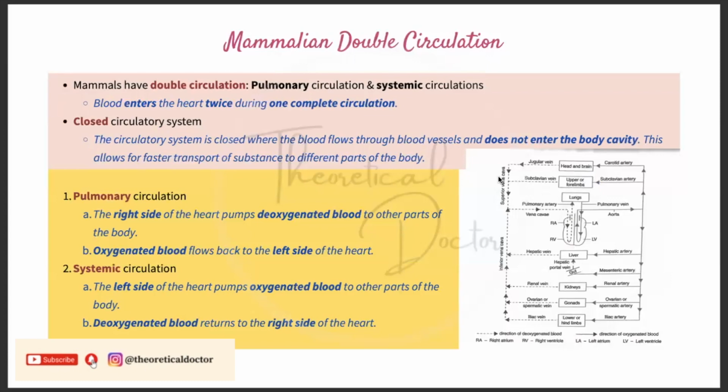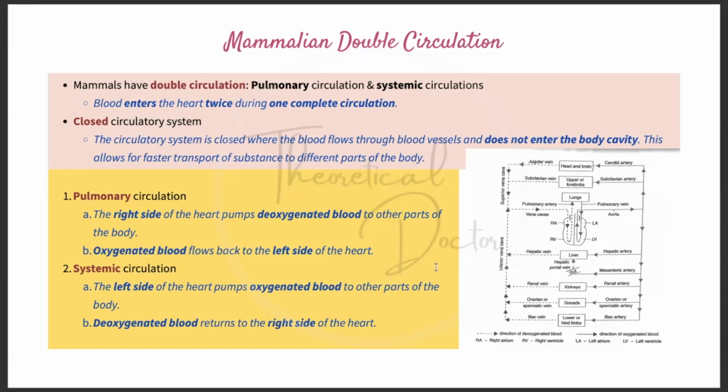Lastly, you have the mammalian double circulation. So mammals have double circulation. You have the pulmonary circulation and the systemic circulation. Pulmonary circulation refers to the blood circulation from the heart to the lungs and then back to the heart again, whereas systemic circulation refers to the blood from the heart to all of the body. So this is an example. From here to the lungs, it's pulmonary circulation. But if it's from here to the whole body, then it's systemic circulation.